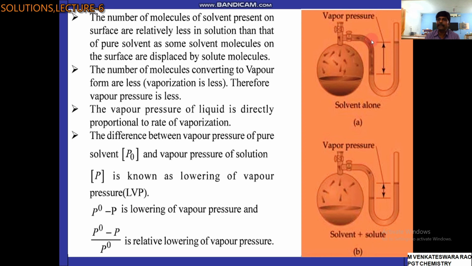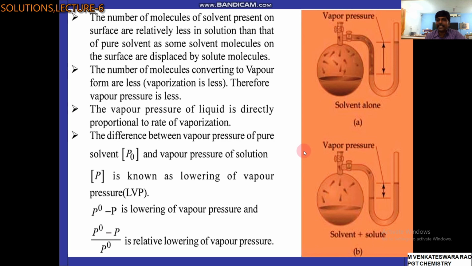For example, I will give one value. Vapor pressure of pure solvent, say 100. After adding a non-volatile solute, its vapor pressure becomes 80. So it is 100, and this one 80. How much decreased? 20. So that 20 is called lowering of vapor pressure. The decrease in vapor pressure, P0 minus P, is called lowering of vapor pressure.